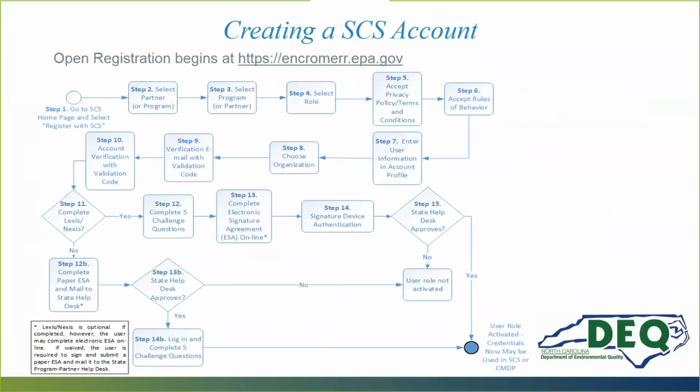After you go to the page where you select these different partner programs and roles, you're going to accept privacy policy, terms and conditions, accept rules and behavior, and then you're going to go through and enter your user information for your profile. And then you use the search function to actually choose your laboratory information. And now, if you run into problems with this step and you can't get your laboratory to actually show up when you search for it, just go ahead and give one of us a call.